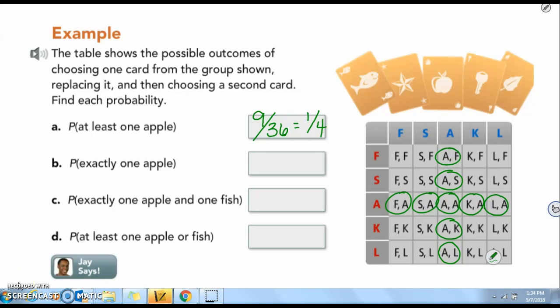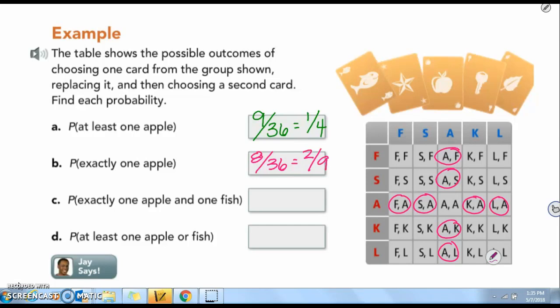For letter B, we are looking at the ones that have exactly one apple. Looking at our sample space, there are 1, 2, 3, 4, 5, 6, 7, 8 out of 36 that have exactly one apple. We can simplify this fraction to 2/9.